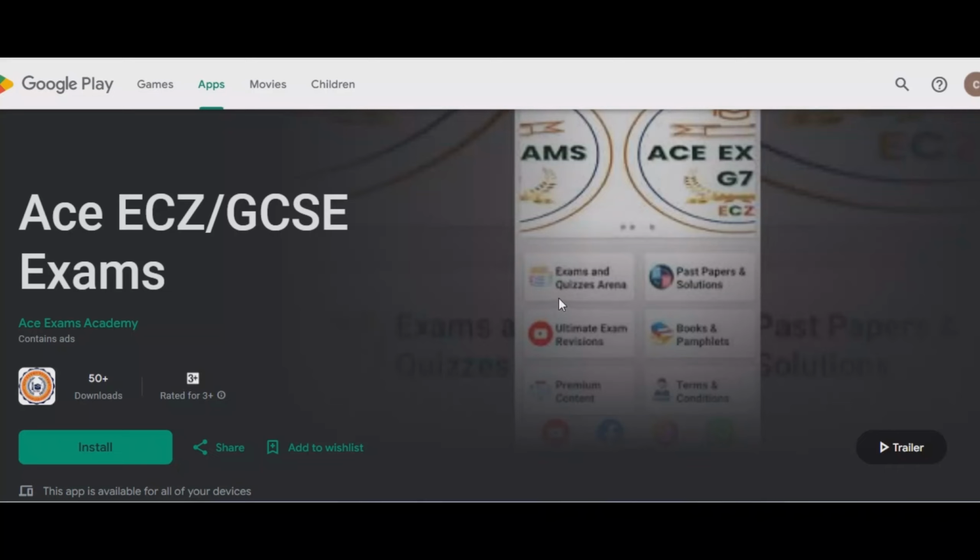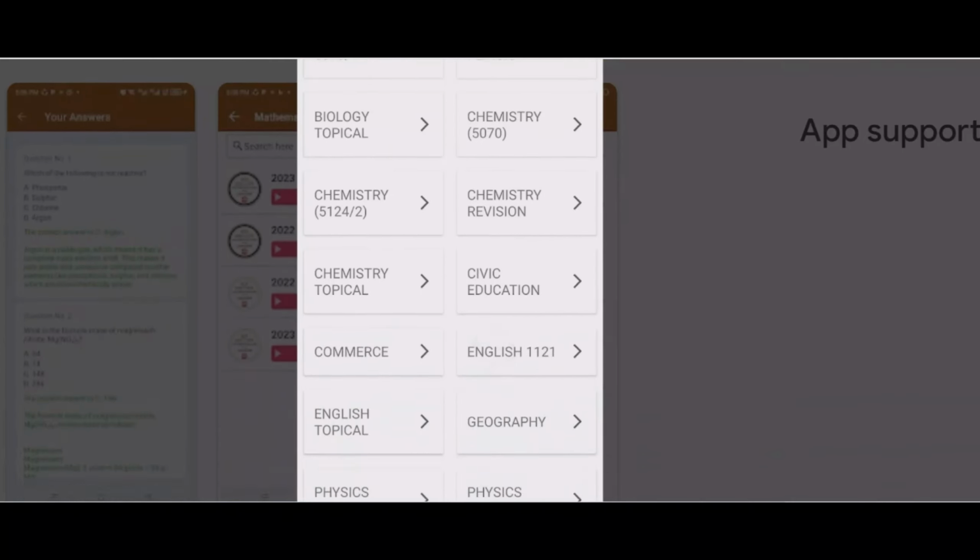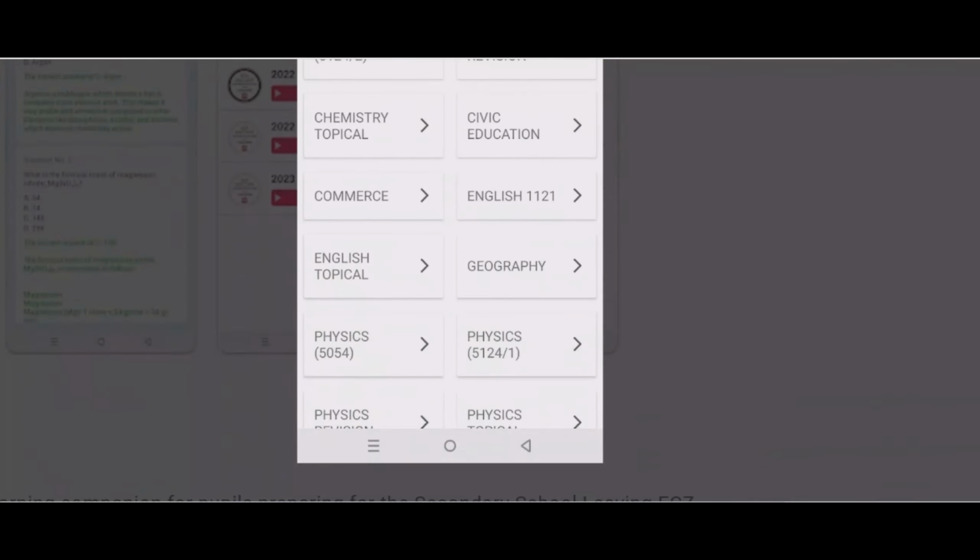What are you going to find in this app? You find all the subjects by topic, by past papers, and by general revision. If you are struggling with a specific topic, this app is the best for you because it helps you to practice on a specific topic and get detailed explanation to the answers in that particular quiz.